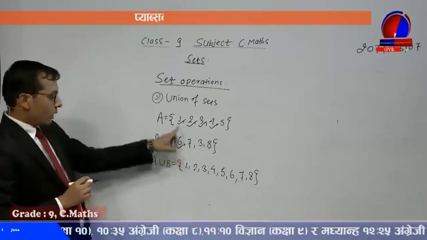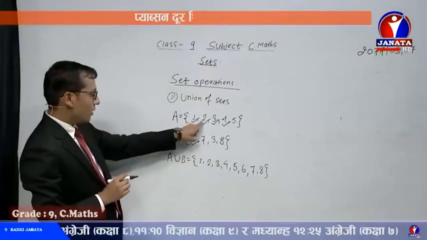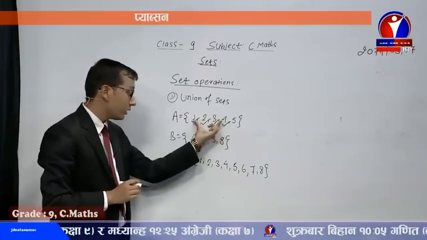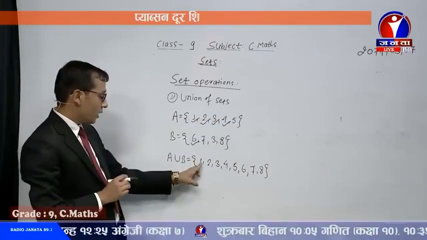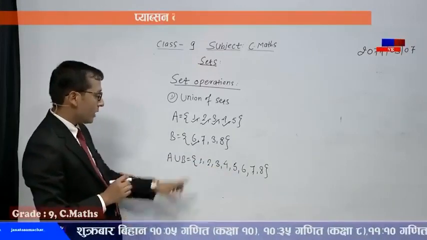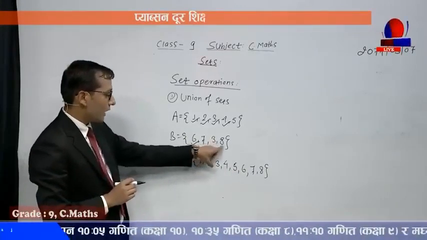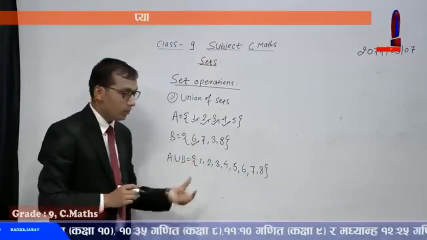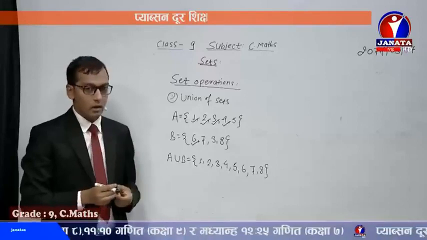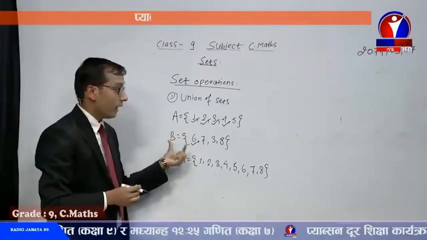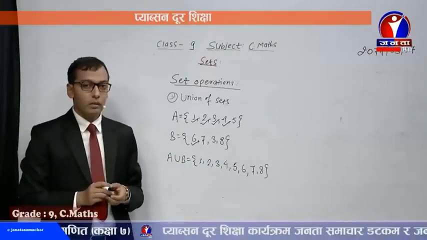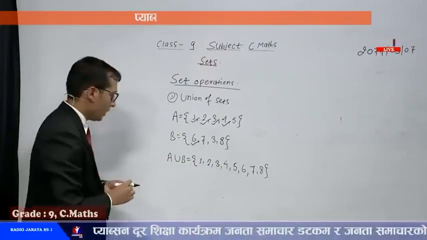Let's see again what are the elements of set A: 1, 2, 3, 4 and 5. So I have written all these elements in A union B: 1, 2, 3, 4, 5. And what are the elements of set B? 6, 7, 3 and 8. Here 3 is common, but we do not write the common elements twice. We write the elements only one time. Okay, so these are the elements of A union B.